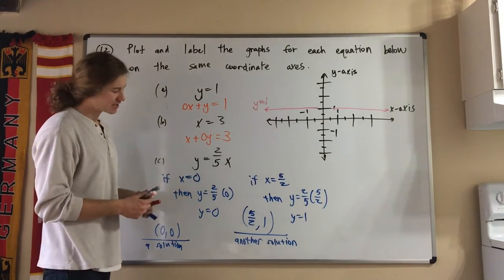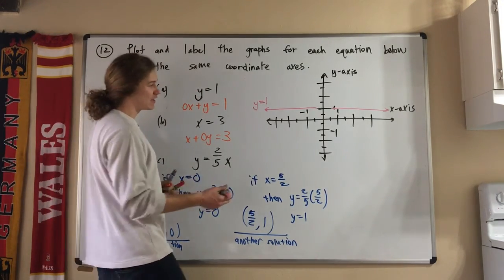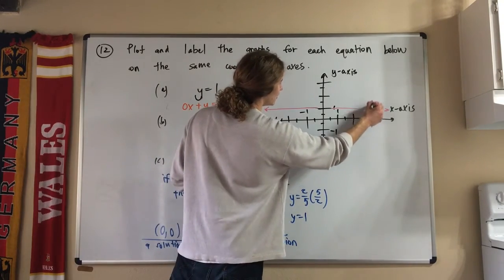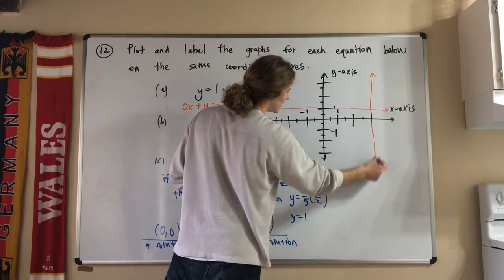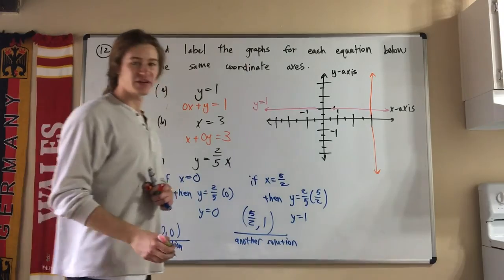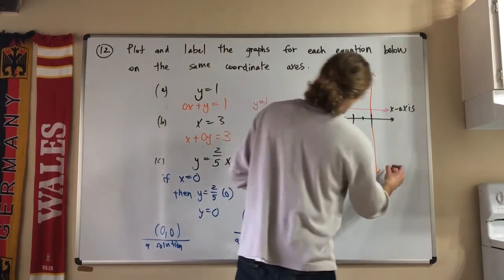How about x equals 3? Well, for x equals 3, y can be anything, but x has to be 3. So if I go to x equals 3 and y equals anything, the line that corresponds to those solutions is right here.